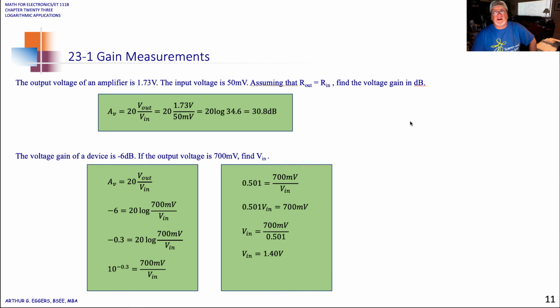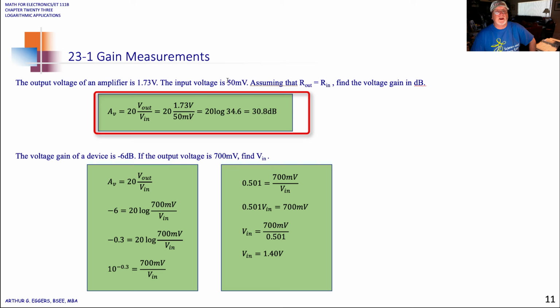So now using that expression for gain using voltages, I can solve if I have an output voltage of 1.73 volts and an input voltage of 50 millivolts. Again, notice, very small input, much larger output. And making that same assumption that the resistance in equals the resistance out, find the voltage gain in decibels.